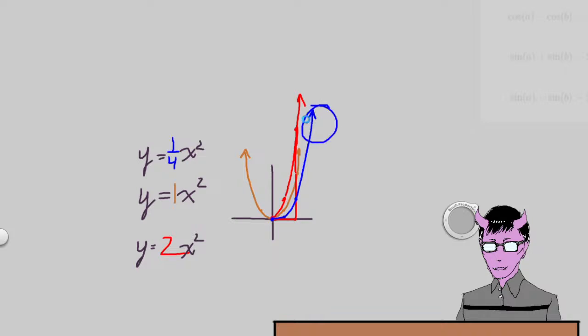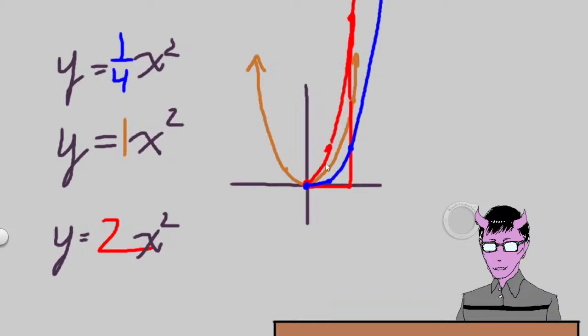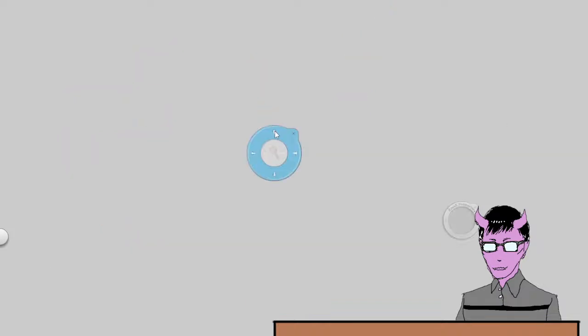So the blue one is a compression, and then the red one is a stretch, and then the orange one is just default skin. Very boring. So I'm reintroducing this idea because it's going to be nearly the same thing when we're doing our sine functions. So y is equal to base invisible 1 sine of x. So that's going to be orange.